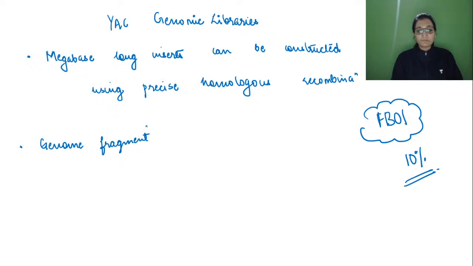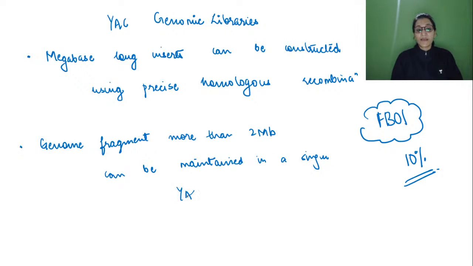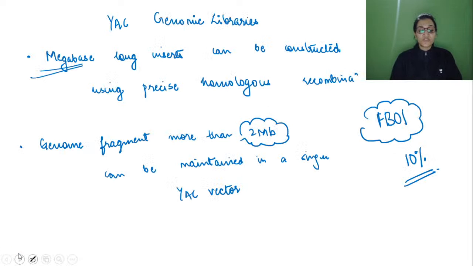Genome fragments of more than 2 MB can be maintained in a single YAC vector. So, as we told, it can carry long sequences. Yes, megabase-long inserts such as 2 MB inserts are done in the yeast artificial chromosome.